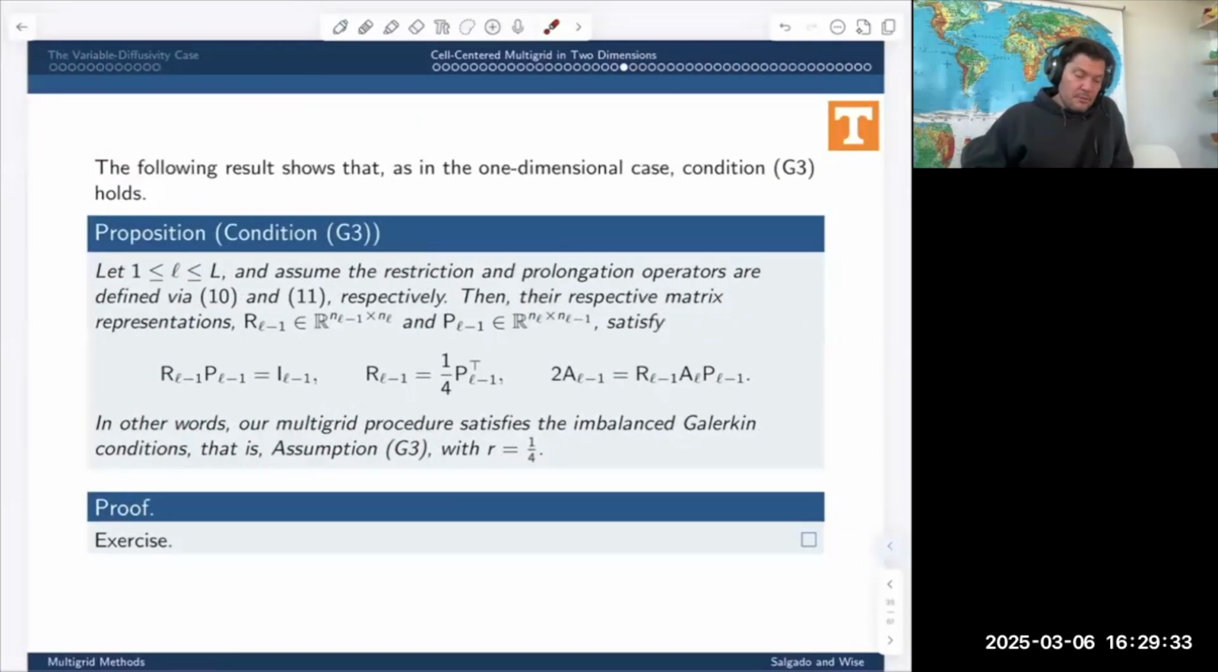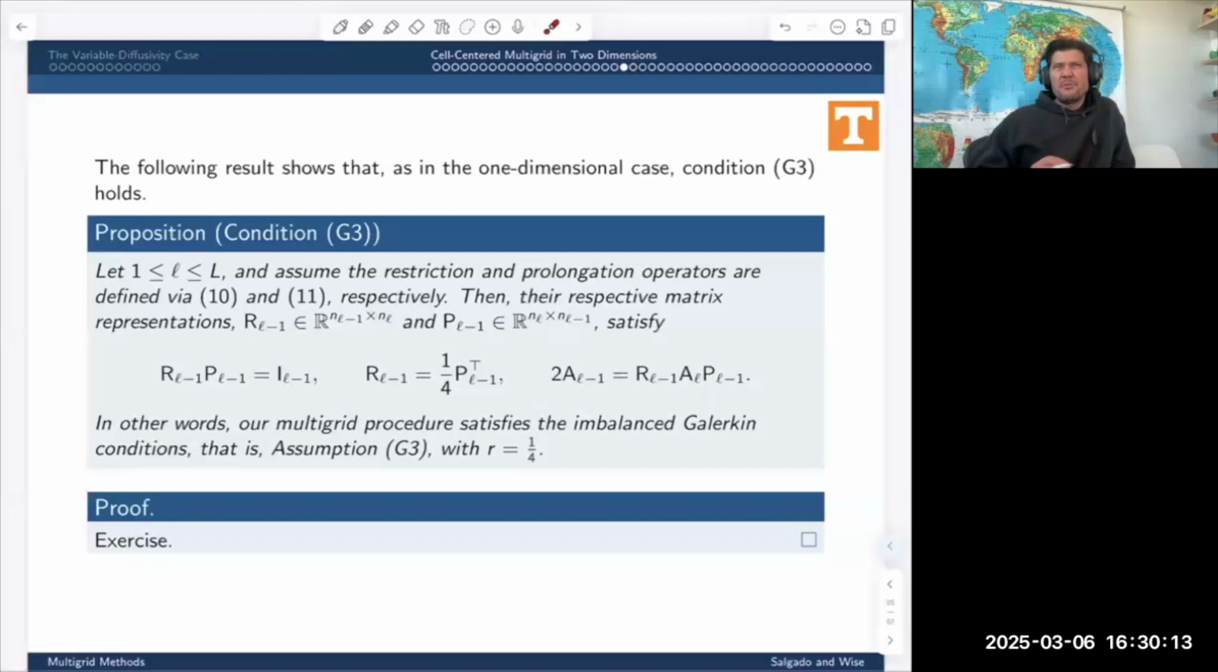All right, so suppose again, after that long speech, that these are the restriction and prolongation matrices that are defined via the lexicographic mappings from their corresponding restriction and prolongation operators. Then we can show four different things. The first is that the restriction matrix times the prolongation matrix is equal to an identity matrix. Okay, that's kind of cool.